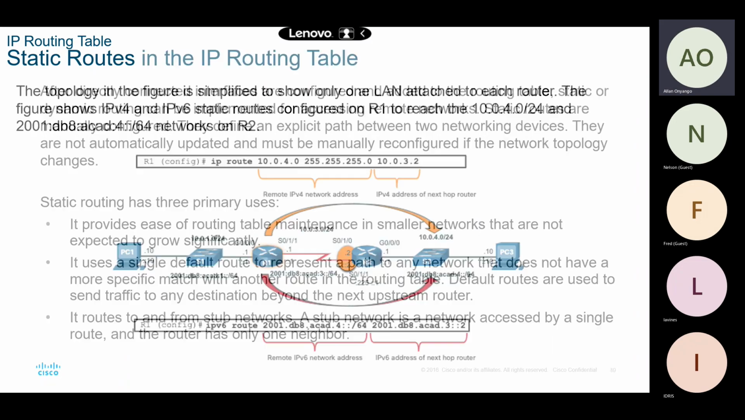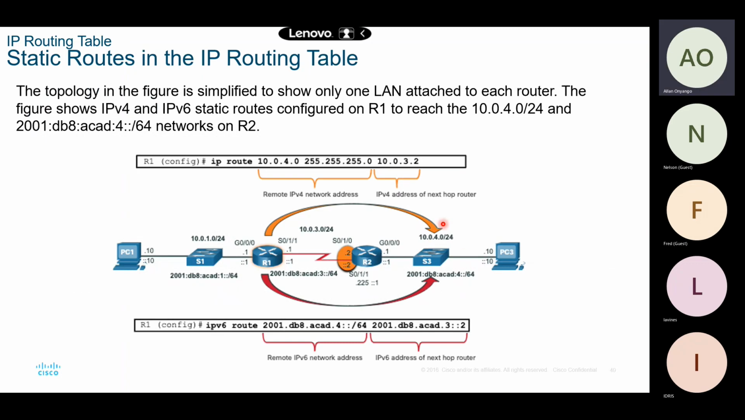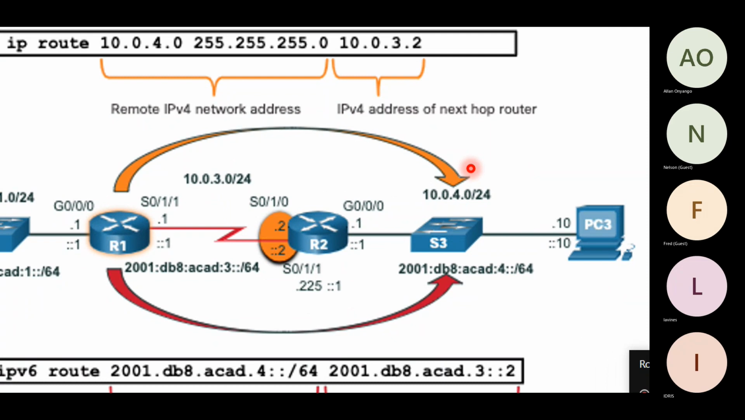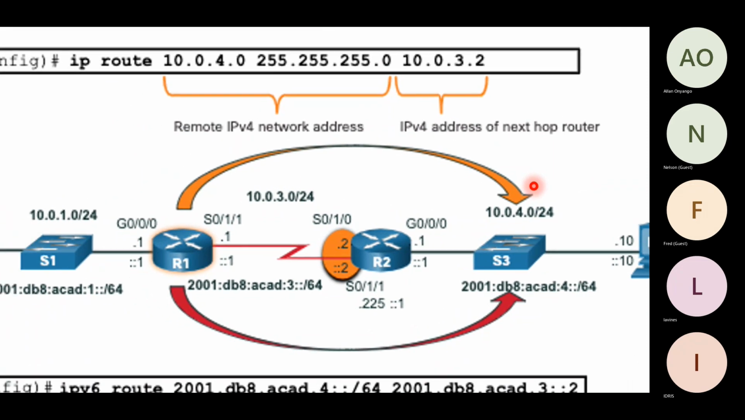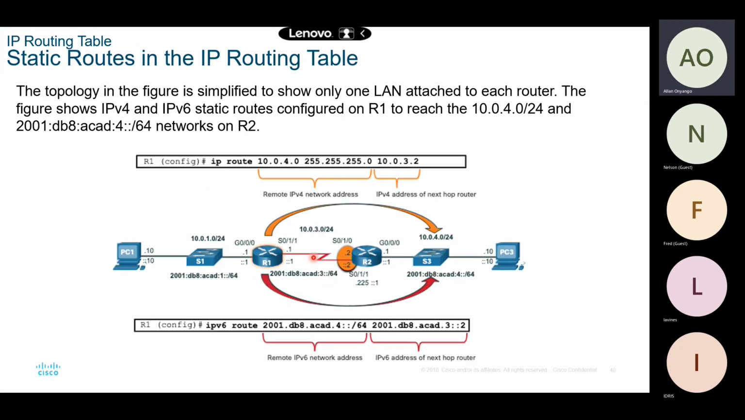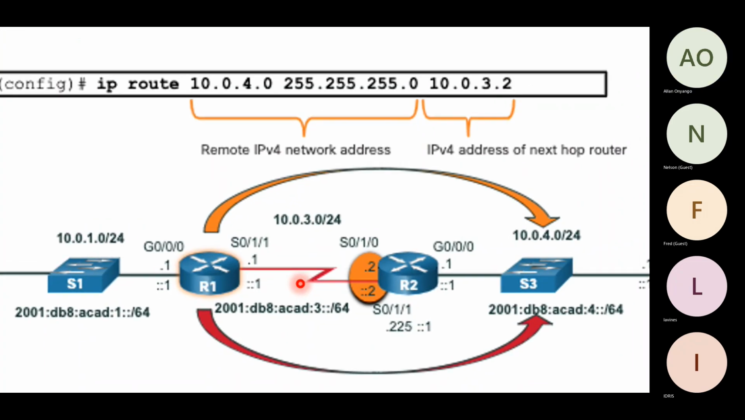So these static routes, looking at an example or a diagram like this, you see we have two routers here, router R1 and R2. R1 is directly connected to two networks. And at this point in time, you need to know how to read your networks.